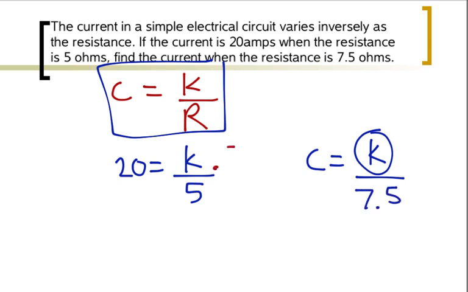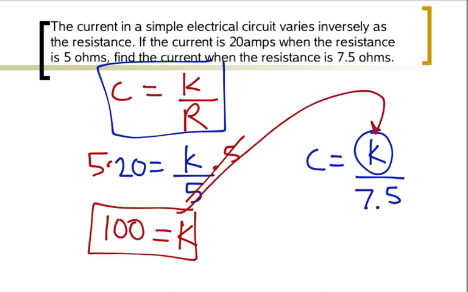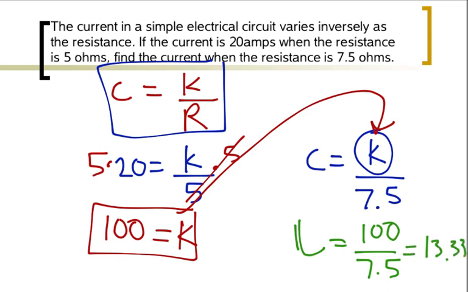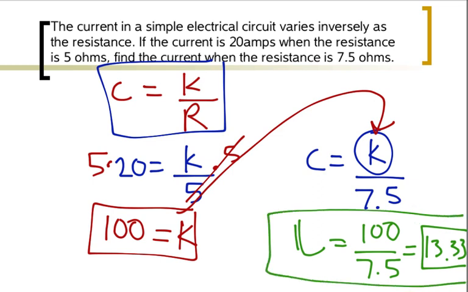So all I need to do is figure out what k is. So I multiply the left equation by 5. And then I get k equals 100. So now that I know k, I plug it into the second formula, and I just simplify. And so it's going to be c equals 100 divided by 7.5. And if I do the division, I should get 13.33 as my final answer for the current on this particular problem.